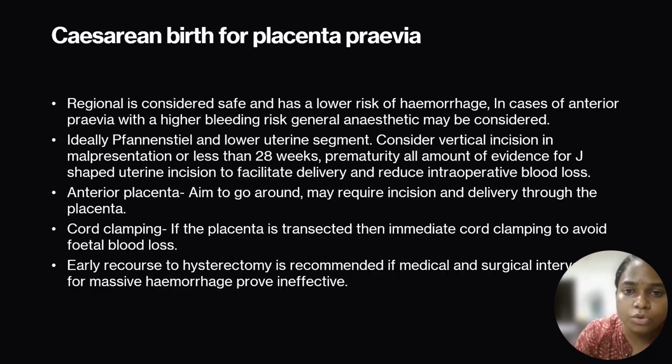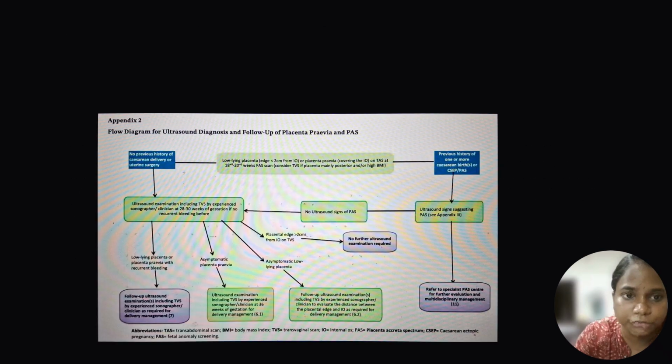So in placenta previa, how to do the cesarean birth? Regional anesthesia is safe there. And if the placenta is anterior, then there is a high risk of bleeding, so general anesthesia should be considered. Transverse lower uterine segment incision; vertical incision in case of malpresentation; a J-shaped incision can be given. For an anterior placenta, aim to go around it, or you may require an incision through it. If the placenta is transected, then immediate cord clamping. Early recourse to hysterectomy is recommended if medical and surgical interventions for massive hemorrhage prove ineffective.